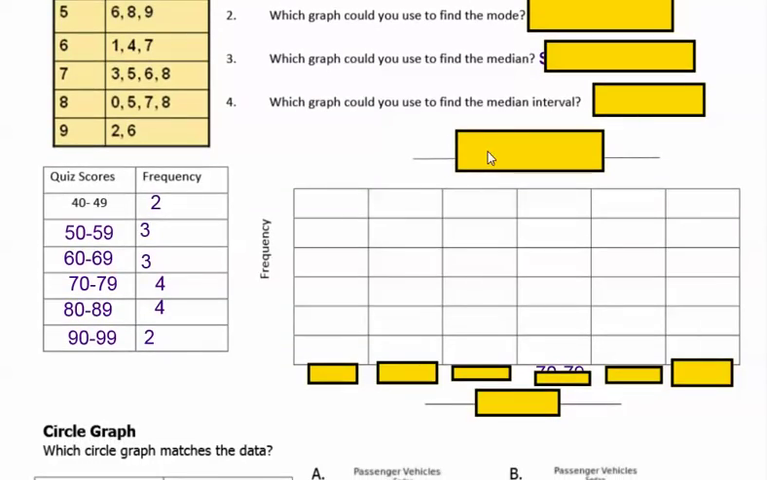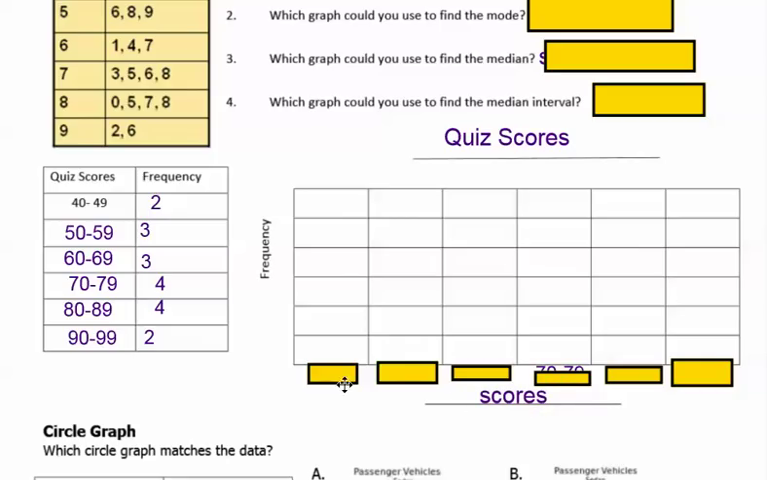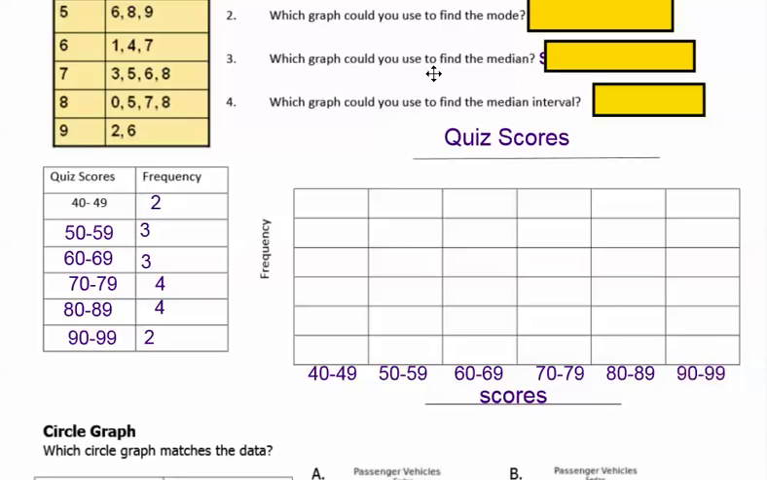Remember, we need a title. This is dealing with quiz scores. This is our frequency. Down here, it's going to be our scores. And then for each bar, we're going to have our intervals. The first interval is 40 to 49, then 50 to 59. You can continue if you want. Perfect. In this first interval, we have 2.